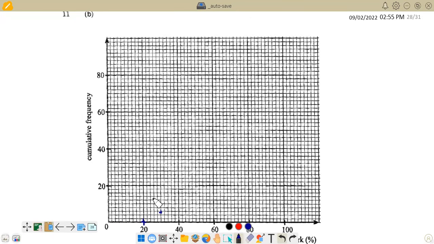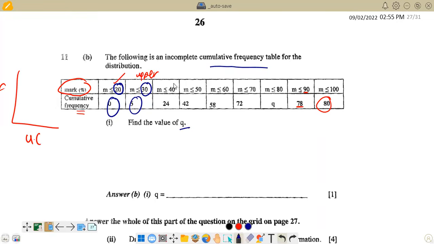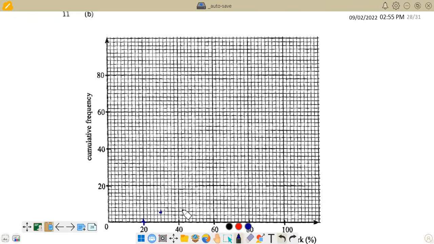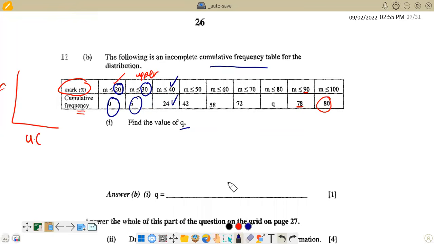Then we move on to the other point, which is 40 versus 24. So this is 40 versus 24. So let's get 40 here, 20. Remember, each box is 2. So this is 20, 22, 24. So this is 40 versus 24 on that line, directly on that line. We just mark our points. So we've got 40 versus 24. 50 versus 42. So it's 50 versus 42. I hope I didn't go back.